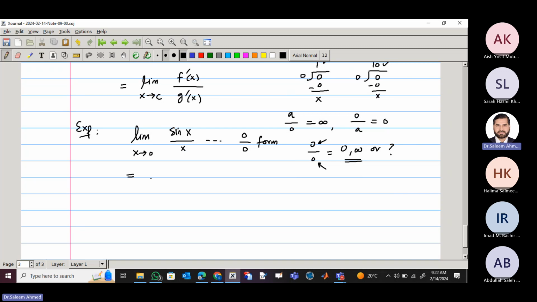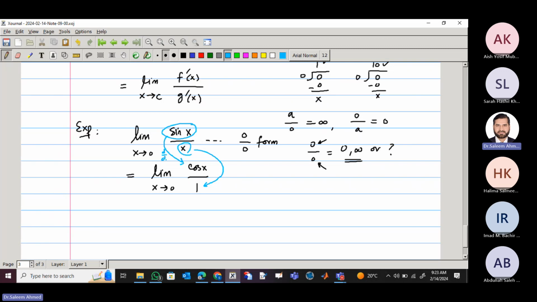It means I can use L'Hopital's rule. So what is L'Hopital's rule? L'Hopital's rule says that replace sine x by its derivative, which is cos x, and replace x by its derivative, which is 1. So see what we did? We replaced sine x by cos x and x by 1, by their separate derivatives.